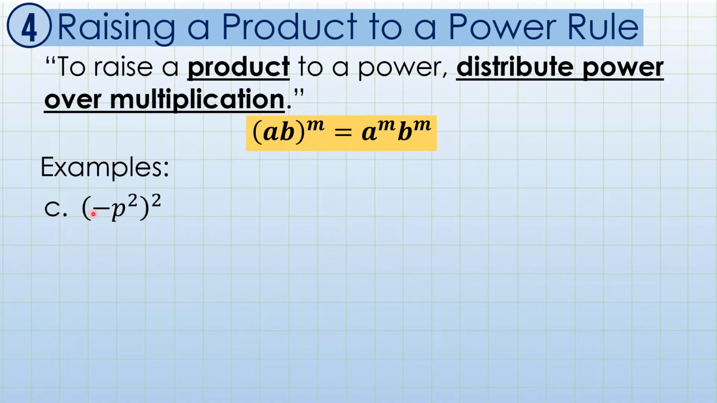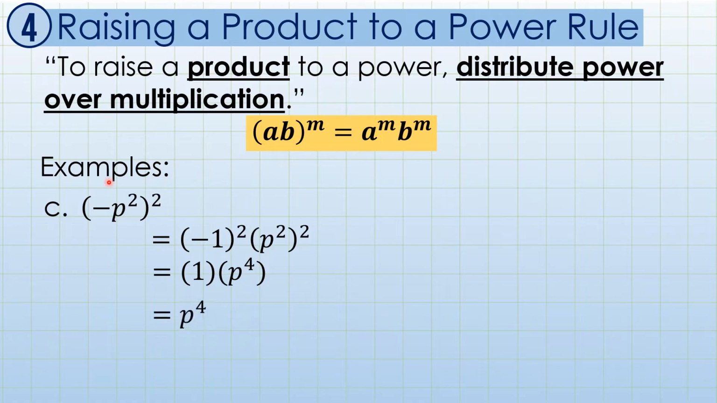Akala nila ang final answer dyan ay negative p to the fourth power. Ngayon, para di kayo magkamali, isipin mo dalawang factors yan. Negative 1 saka yung p squared. Kaya yung negative 1 ay square mo rin, pati yung p squared, square mo rin. So negative 1 times negative 1, that's 1. And p squared ay p to the fourth. Final answer, p to the fourth power.